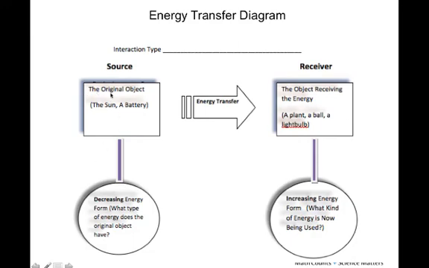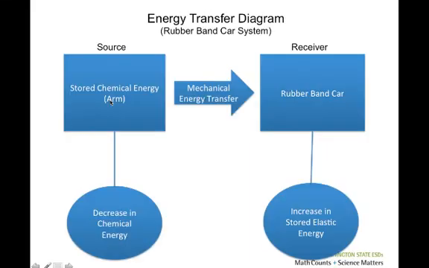Now you can connect these, but let me show you a worked-up one from our earlier example of a rubber band car system. This shows just one step in energy transfer through the rubber band car system. Starting with your arm, if you're pulling that rubber band car across the floor, you're using your muscle energy, your chemical energy, to mechanically transfer energy to the receiver, which is the rubber band car in this case, and specifically you're going to get an increase in stored elastic energy.